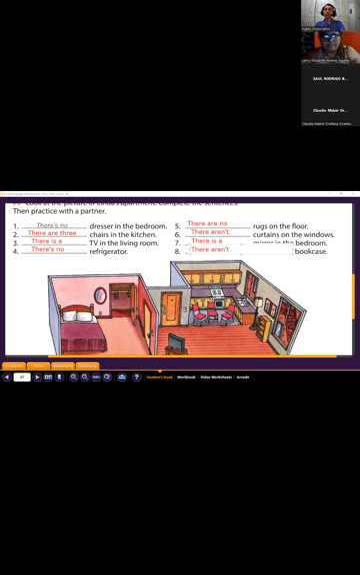There aren't books in the bookcase. No hay libros, ¿eh? No books. Right? Understand? Good. Now, repeat after me, please. Repeat after me. There's no dresser in the bedroom.